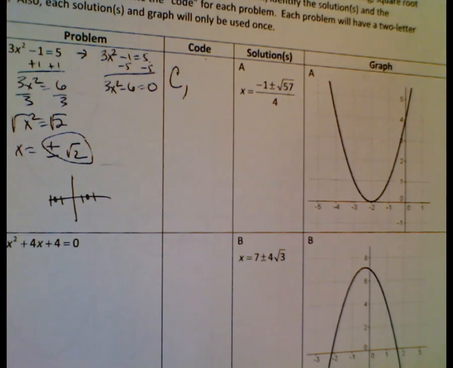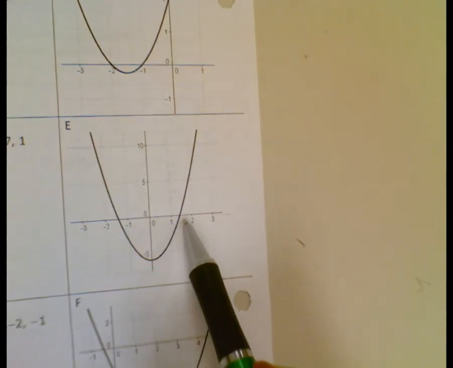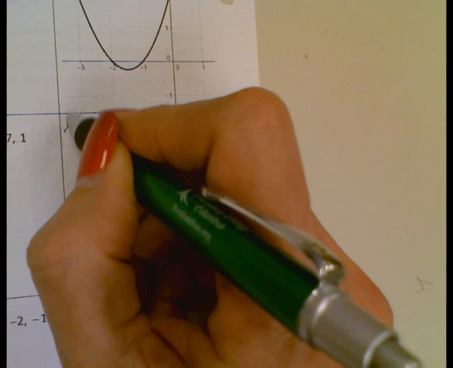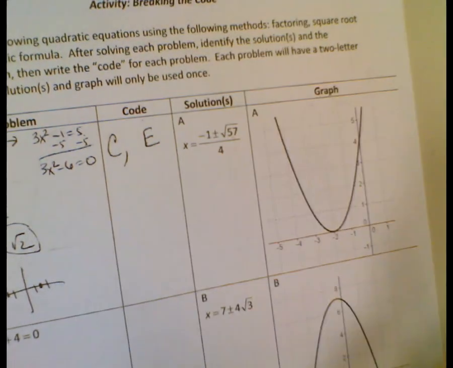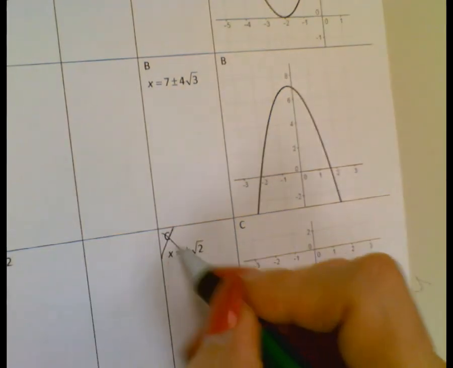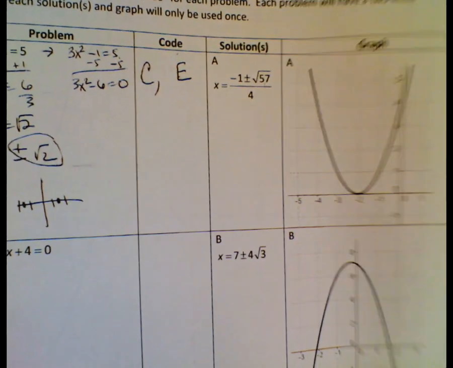So you're going to look for a graph. Do you guys see this 1.4 right here? 1.4, negative 1.4, and it's going down to about negative 6. So it's graph E. So we're going to cross off E, and we're going to write E for the second part of the code, C and E. I'm also going to cross off C right here for my solution. So I'm done with C because you can only use these once. Okay, first answer is C and E.